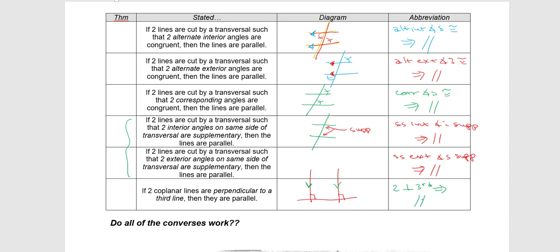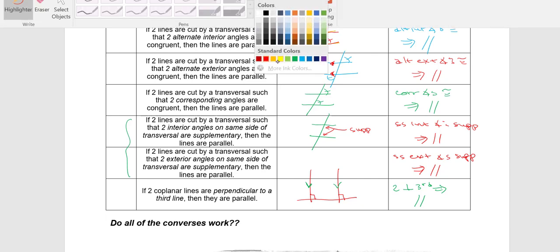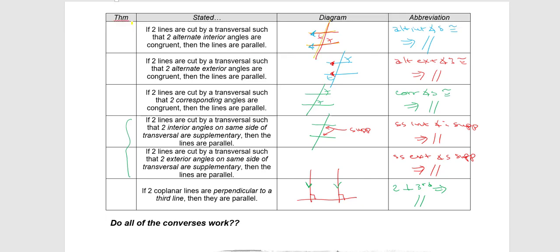Now, what you need to know here is that primarily we will be utilizing a lot more of these three right here. Okay, and we'll be doing a lot with those three theorems. A little bit with these two here, and then a lot less really with this one down at the bottom.